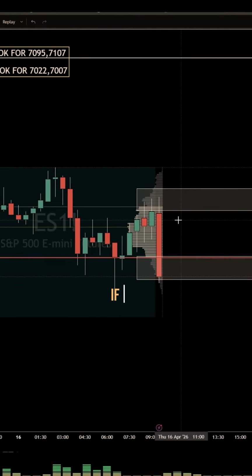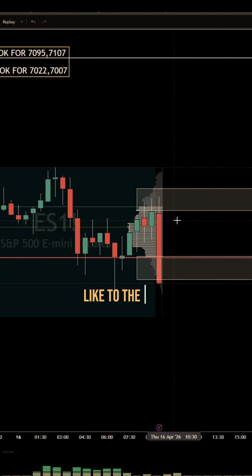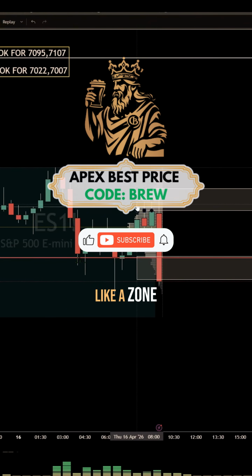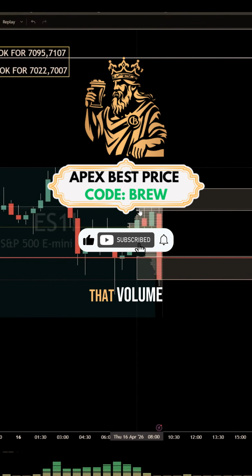Now, sometimes if you have a very small rotation, like a 10 to 15 point rotation, it can respect those value levels to the tick. So you do have to be careful on that. But this is how I think about it. I think about it more as a zone around that volume fall off.